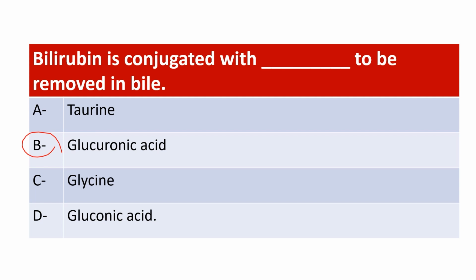What about the others? Taurine and glycine are amino acids. Taurine, don't forget, is a non-protein amino acid, but glycine is a protein amino acid. They form conjugates with bile acid, not bilirubin. And gluconic acid is not relevant to bilirubin or bile acid; gluconic acid is the aldonic acid of glucose. By the way, glucuronic acid is the uronic acid of glucose, and both are also components of some metabolic pathways that we will discuss in biochemistry too.